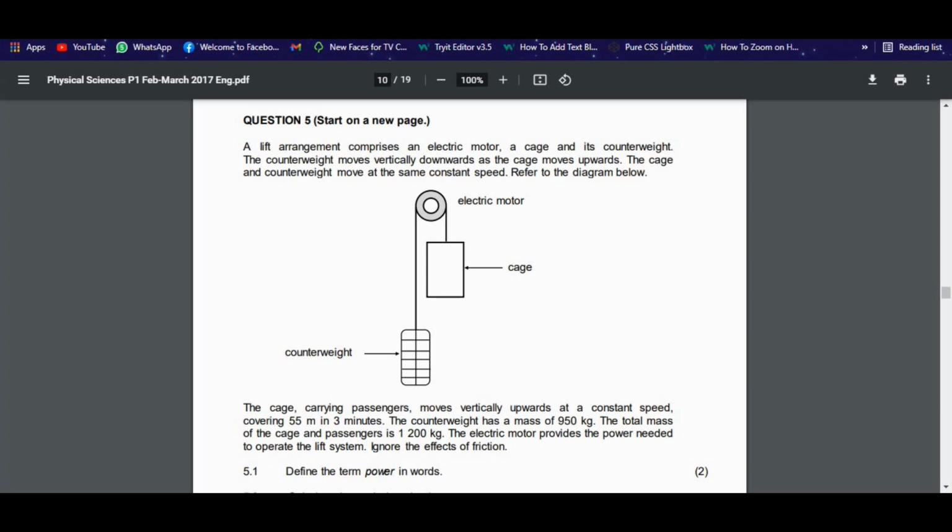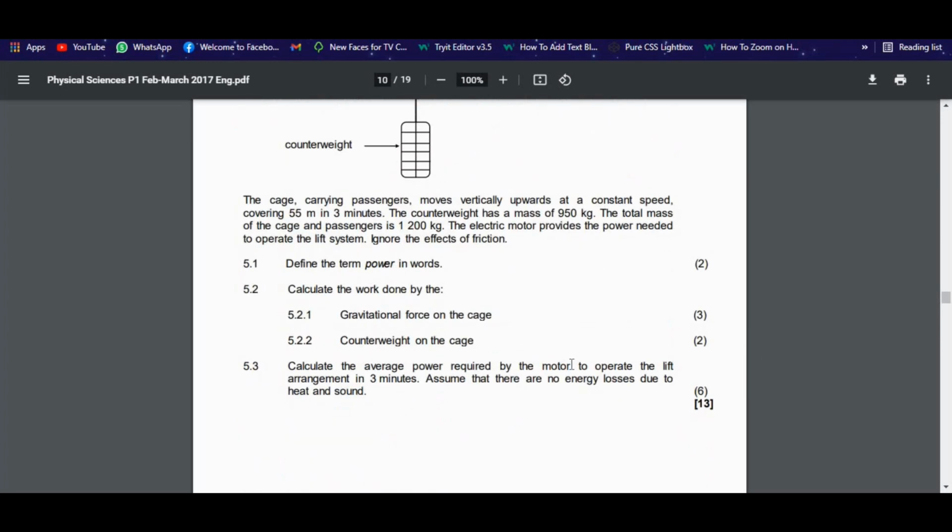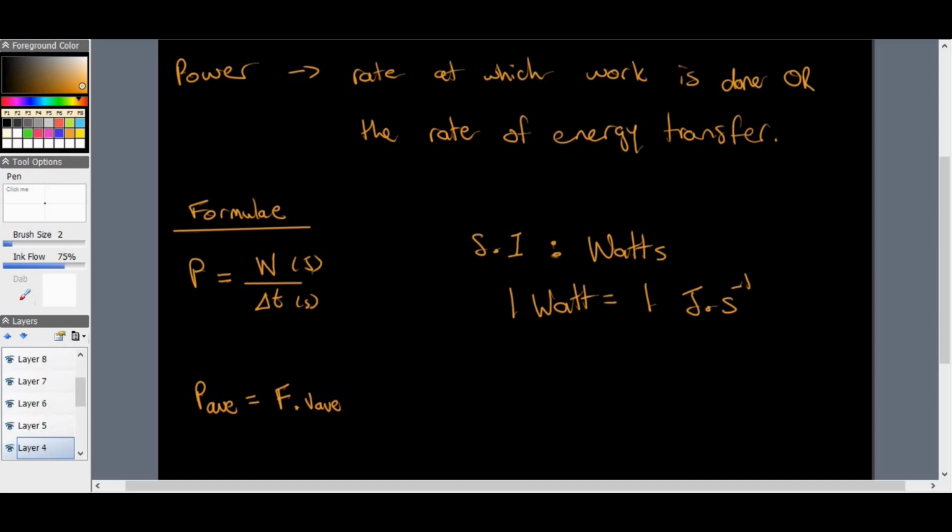moves vertically upwards at a constant speed, covering 55 meters in 3 minutes. The counterweight has a mass of 950 kg. The total mass of the cage and passengers is 1,200 kilograms. The electric motor provides the power needed to operate the lift system. Ignore the effects of friction. And so 5.1 would be this definition here: the rate at which work is done.